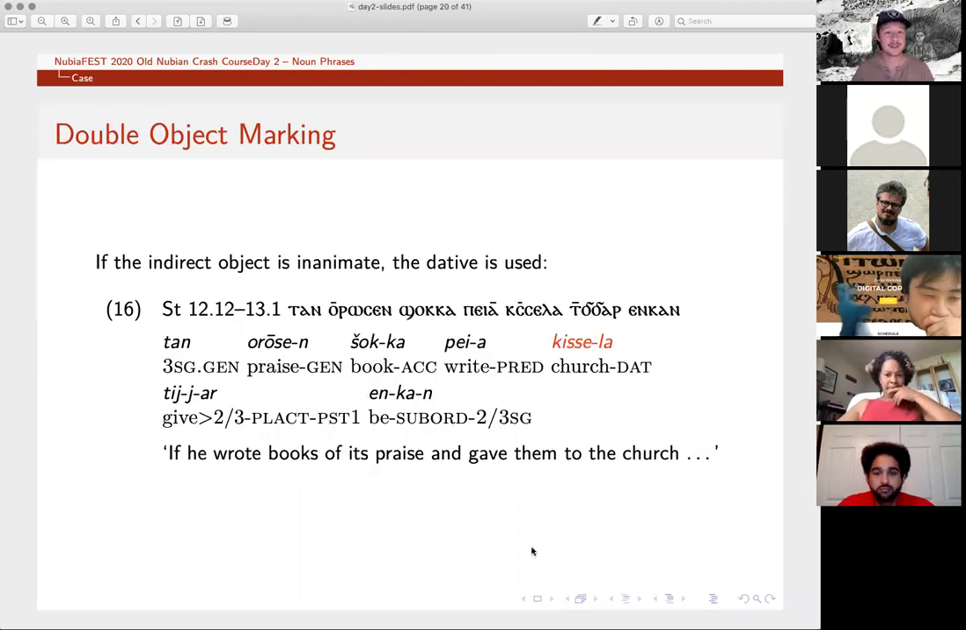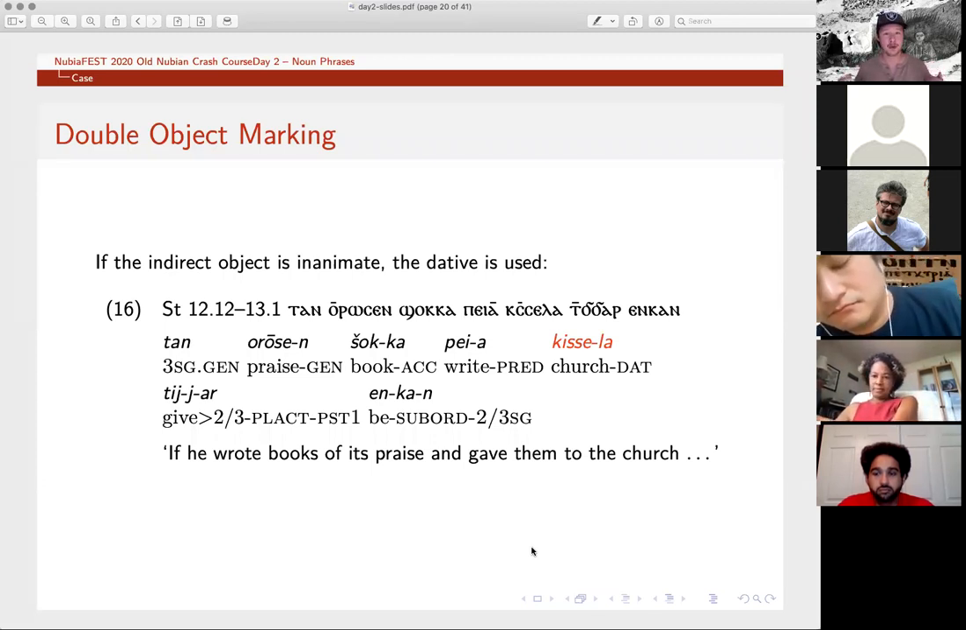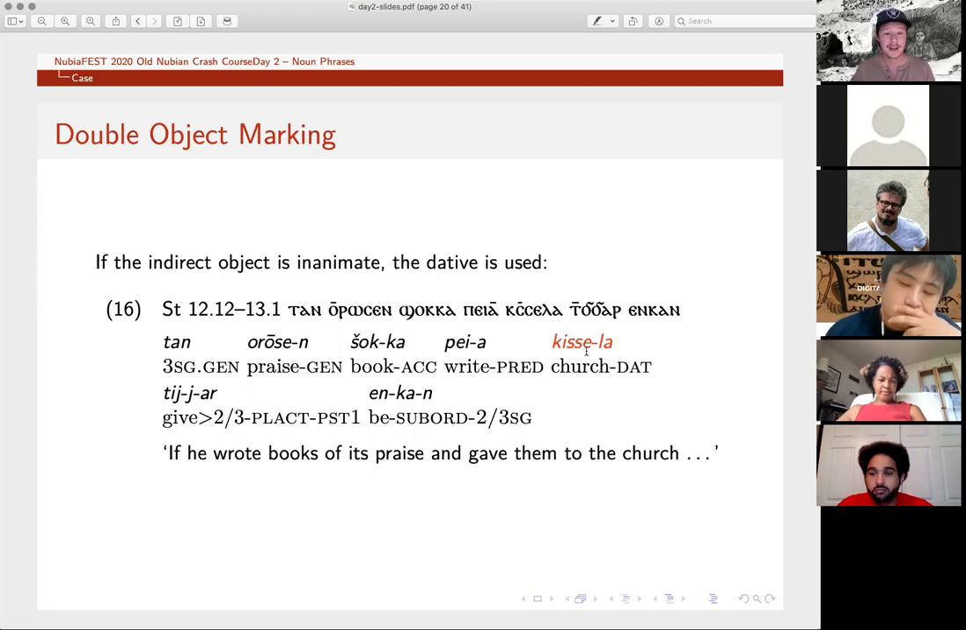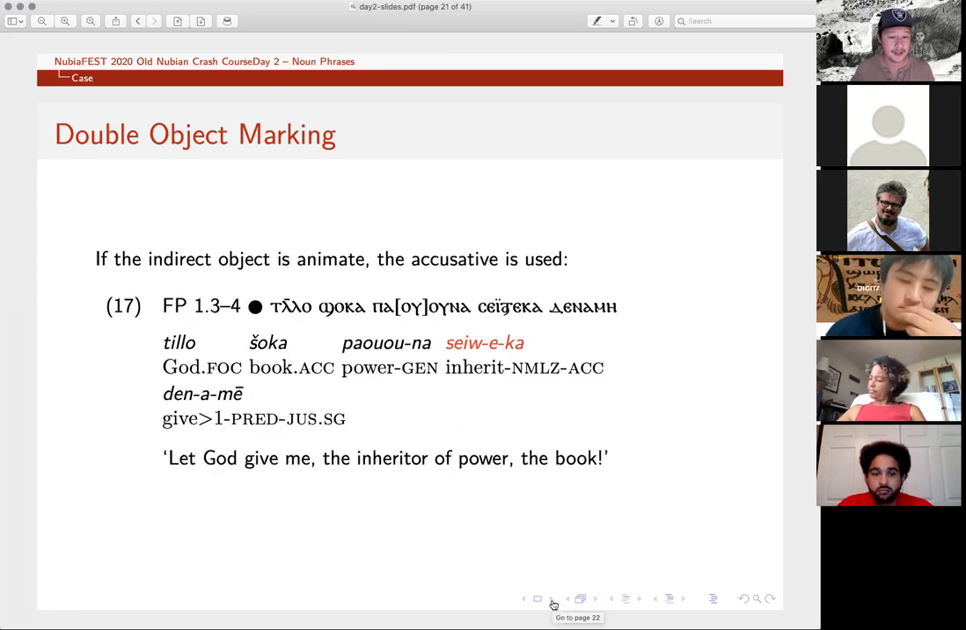Let's see what else we have. Oh yeah. One more thing about this dative. In Old Nubian, it appears that there is a distinction between animate and inanimate indirect objects, right? An indirect object is, for example, I give the book to Mary, right? So it's the recipient of an action. And when the indirect object is animate, a living being, usually a human, then we usually find an accusative. But when it is inanimate, like a church, in this case, we find a dative. Because most recipients in daily life are animate, we usually find an accusative. But in the cases, for example, when people donate a book to a church, we clearly see that the dative is used. That's how it is with inanimates.